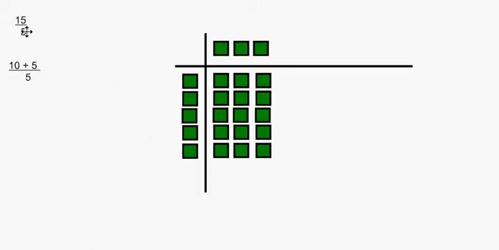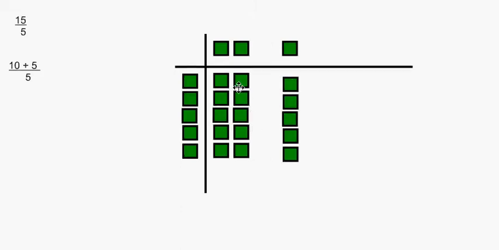I could rewrite my 15 divided by 5 this way: 10 plus 5 divided by 5. 10 plus 5 is still 15, and I'm dividing it by 5. My diagram would now look something like this. I've divided my 15 up into a 10 and a 5. I'm still dividing it by 5. And this 10 piece gives me a 2, and this row of 5 gives me a 1. And so my answer is going to be 2 plus 1, which is still going to give me the answer 3.